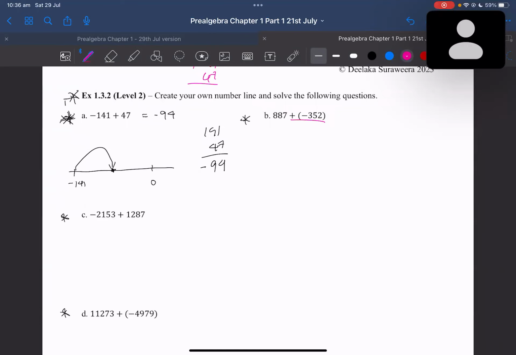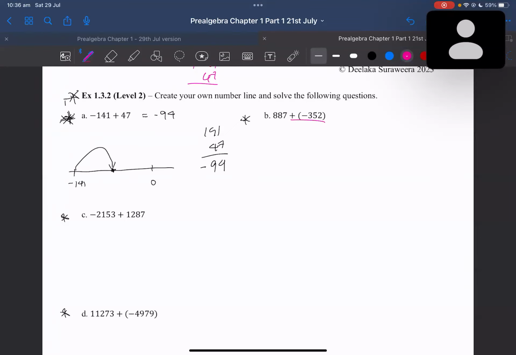Okay, and what about B? What's the answer to B? Me? Yeah. I got negative 500. Is it negative? Yeah, the value is correct actually, but it's not negative.